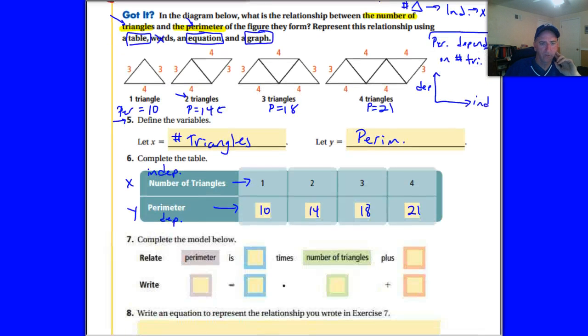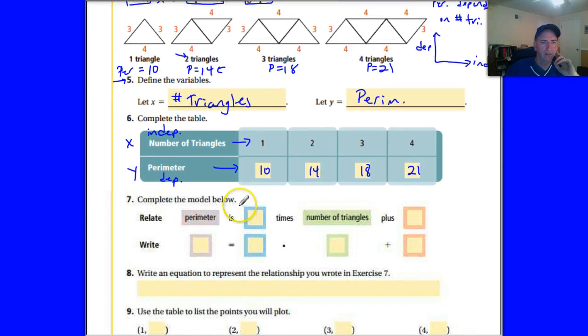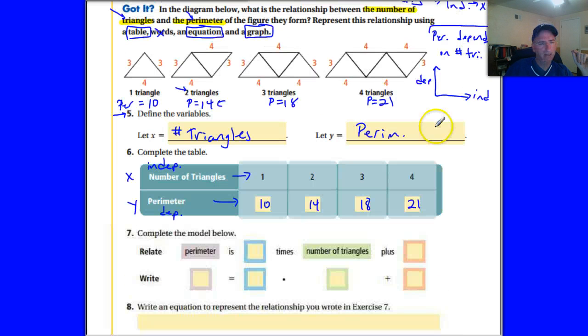Okay, so as we go down here, let's look at what happens. It says the perimeter is blank times the number of triangles plus blank. So we're looking for a pattern here, and if we notice that in the picture of triangles up here, I'm trying to think of how to get you to see this. This is kind of a tricky one to start you with. Notice up here they had 4 in the first triangle, and then they had 3 and 3.